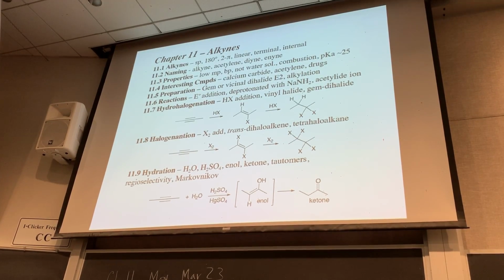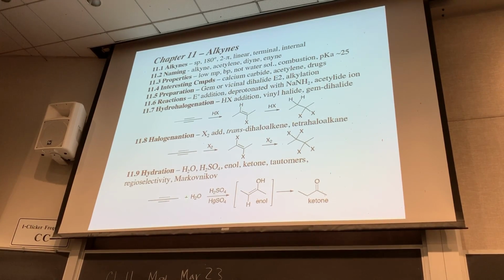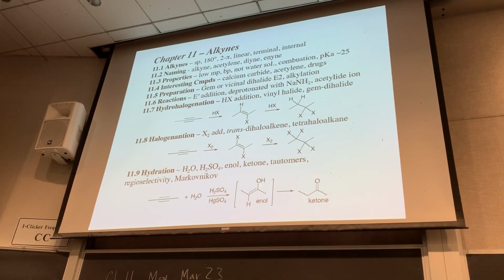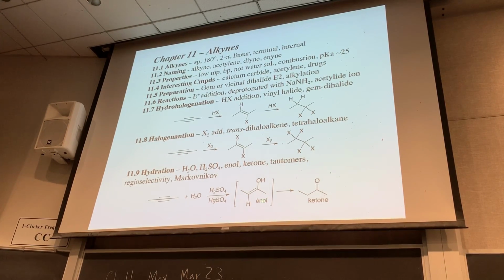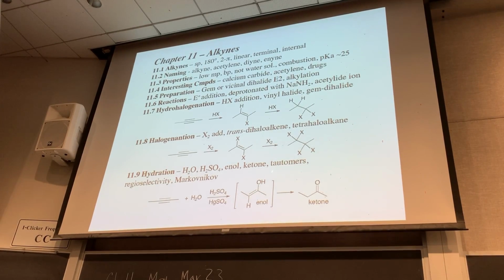Now, the difference here with the alkynes is the hydration and the hydroboration. So hydration here, if we protonate and then add water, we initially get this vinyl alcohol called an enol. Now that will tautomerize. We call these tautomers. These are isomers that only involve the movement of a hydrogen atom.